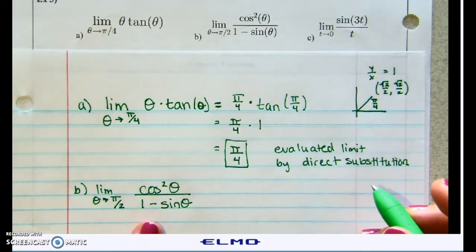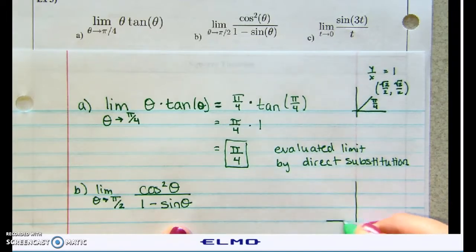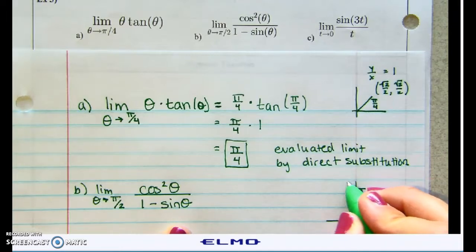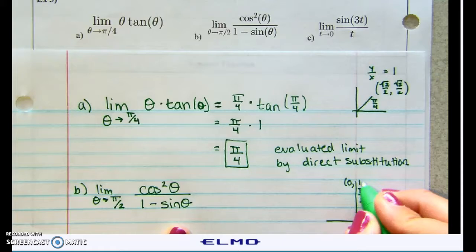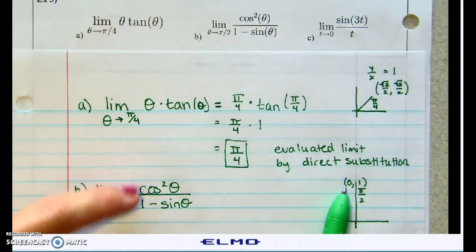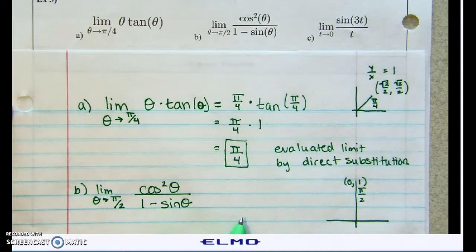So if we plug in pi over 2 into top and bottom, let's look at pi over 2. Pi over 2 is 90 degrees, right? Pi over 2 is up here. What's the coordinate point up here? We have 0, 1. So the cosine is 0, so we're going to have 0 squared over 1 minus, the sine of pi over 2 is 1. So 1 minus 1 is 0, and we get undefined.